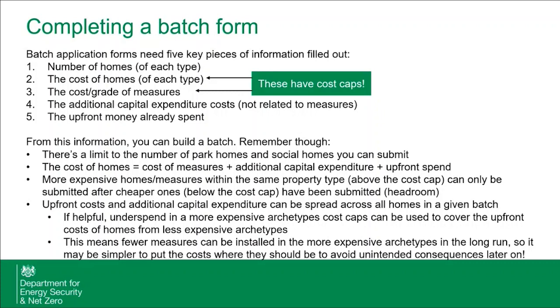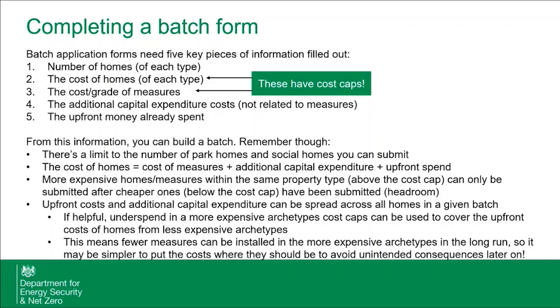Of course, the first point that it's worth remembering is that there's a limit to the number of park homes and social homes that you can submit. As Richard has just made really clear, the cost of homes, so the cost of your archetype cost cap, must equal the cost of measures plus any additional capital expenditure you've spent plus upfront capital that you've spent on that batch, with the upfront money being able to be spread across the archetypes within the batch that you submit.